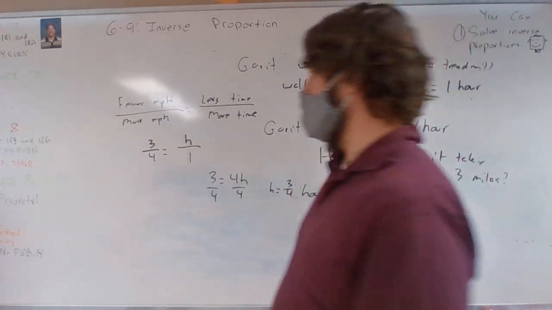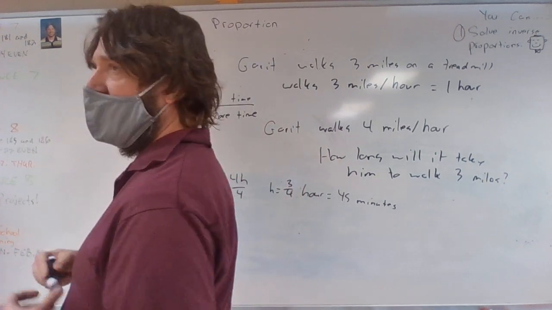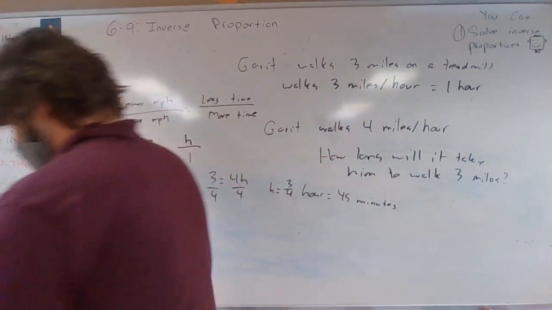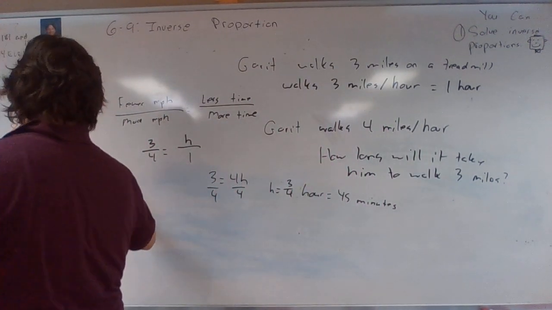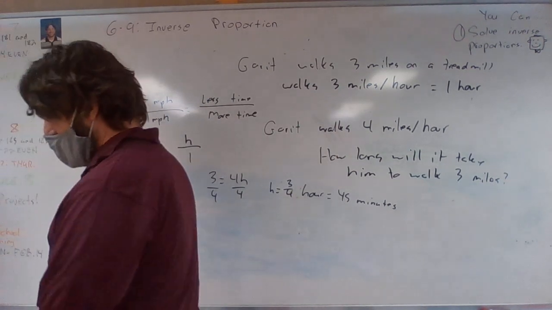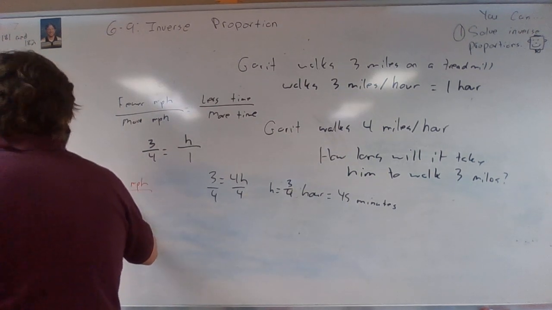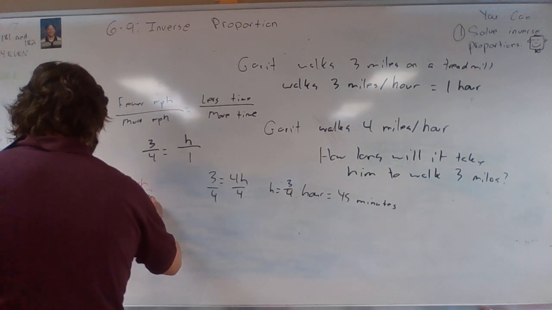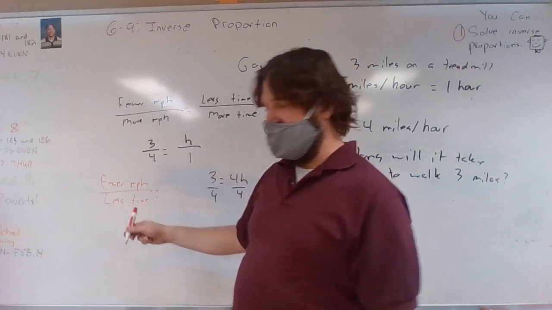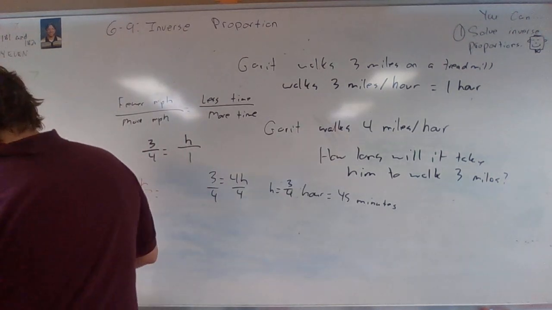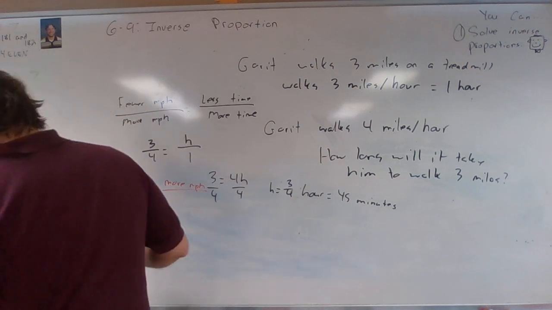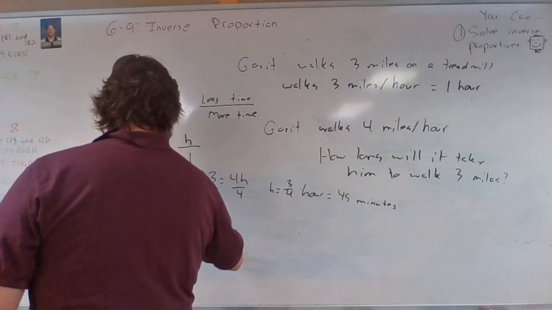Another way you could set this up, which is perfectly cool. There's nothing wrong with this either. Fewer miles per hour, and that relates specifically to less time, because fewer miles per hour is going to be less time, right? Equals more miles per hour over more time.